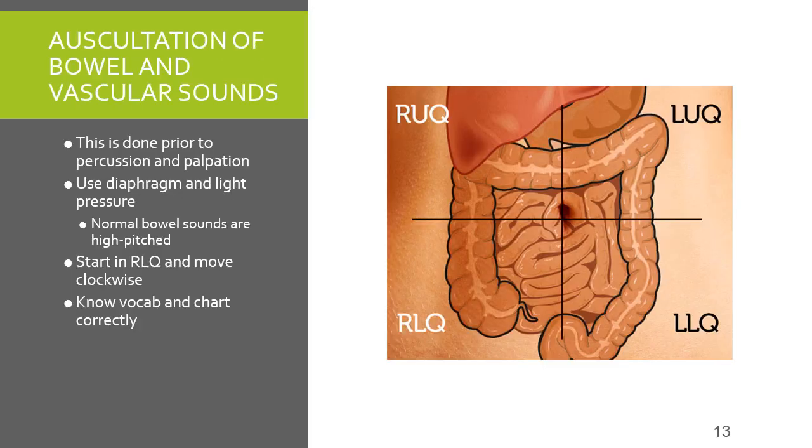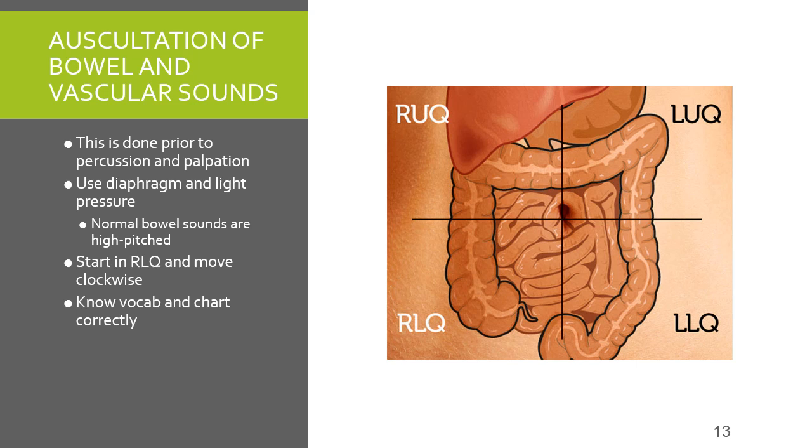All right, bowel sounds. So we always auscultate bowel sounds in all four quadrants. A couple of places that are super important to listen to is at the ileocecal junction, which is in the right lower quadrant. And then oftentimes I also listen over the epigastrum. So you want to listen to bowel sounds and vascular sounds prior to percussion and palpation so that you don't mess up the sounds. And you want to use a diaphragm and light pressure because normal bowel sounds are high pitched. And the diaphragm is used for higher pitched sounds.